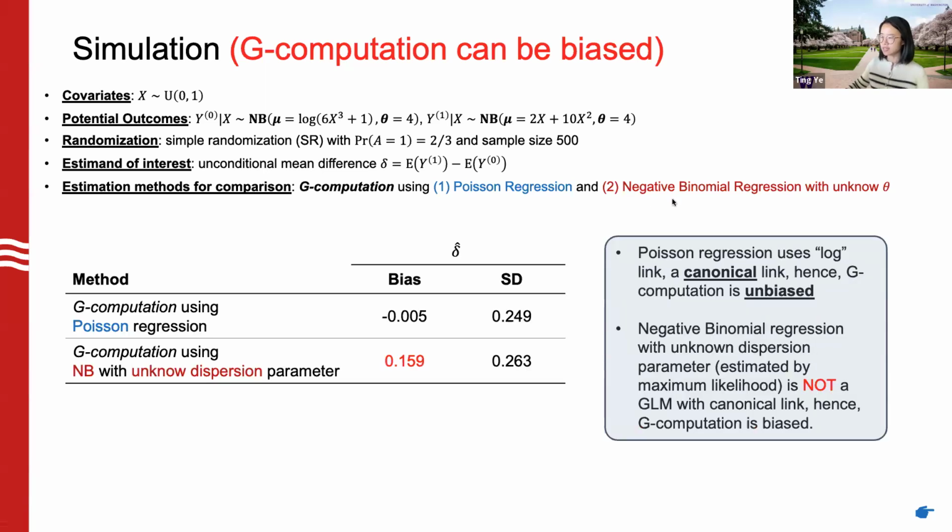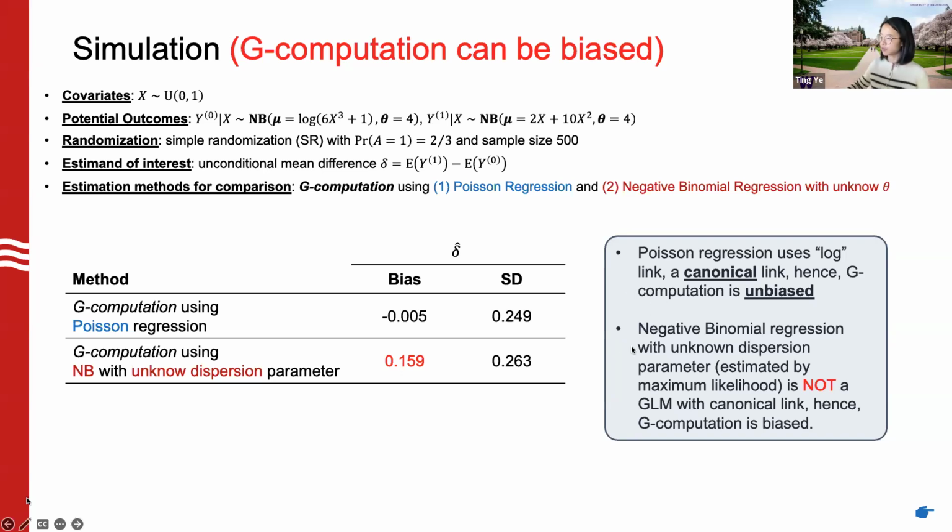So we can see that if we run simulation, and these are the simulation bias and standard deviation, we can see the G-computation using Poisson regression, although it's a misspecified model, it has very little bias compared to the standard deviation. But the G-computation with negative binomial with unknown dispersion parameter has quite large bias, which is about 1/2 of the standard deviation. So this is to re-emphasize the point that the Poisson regression using log link, which is a canonical link, and therefore the G-computation by some nice theoretical property is unbiased.